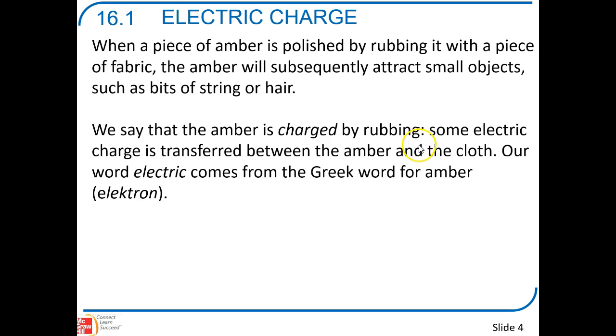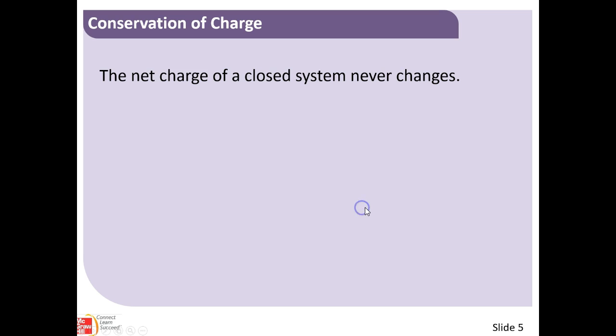So some of the electric charges really just go between the amber and the cloth. So there will be some positive charges that are sitting on one, and you'll have excess negative charge on the other. And I'll show you how that works in a little bit. But our word electric actually does come from the Greek word for amber, which is electron. So that's a little bit of history with electric charges.